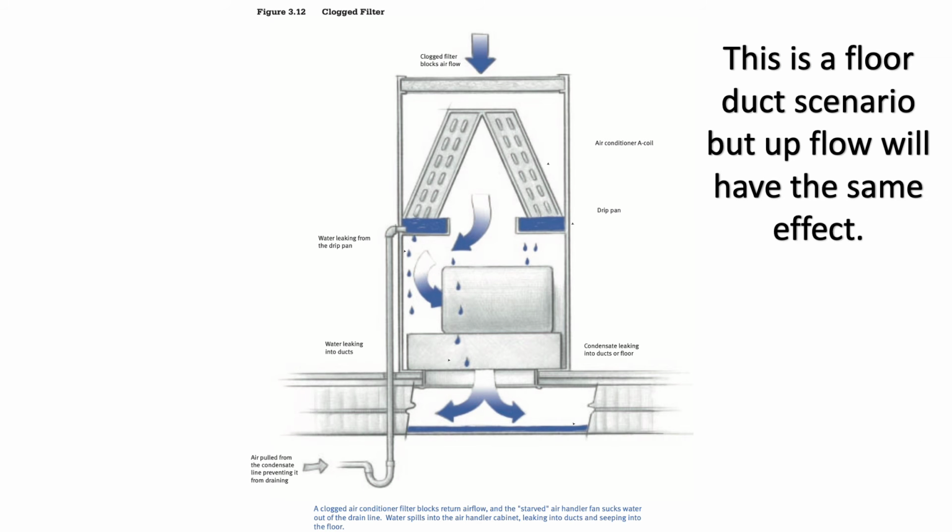This is a floor duct scenario, but upflow will have the same effect. Clogged filter blocks airflow. Air conditioner A-coil, the drip pan, condensate leaking into ducts or onto the floor. Air pulled up from the condensate line, preventing it from draining. Water leaking into ducts. Water leaking from the drip pan.